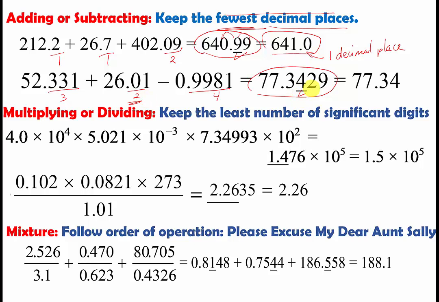Here is your second decimal place. So we round. This 2 will not affect the 4. So therefore we have 77.34 with 2 decimal places.